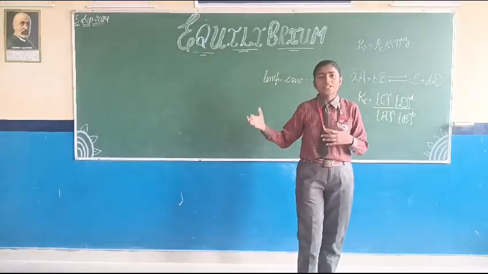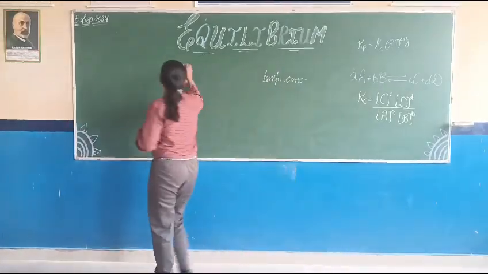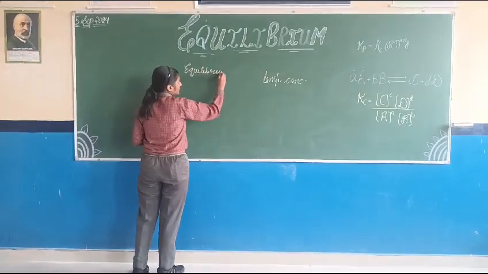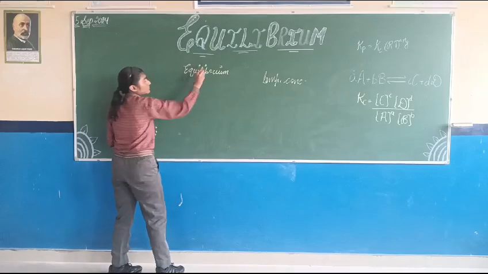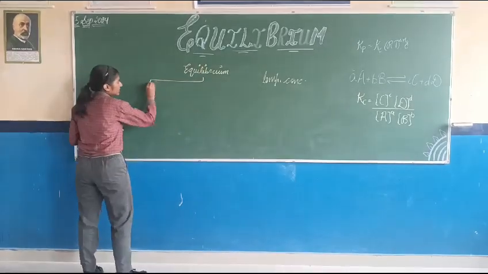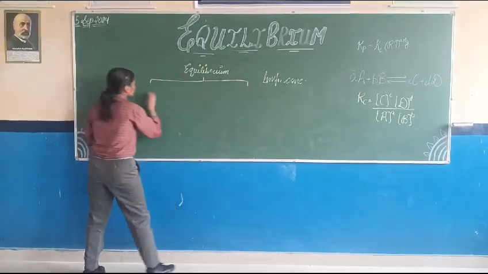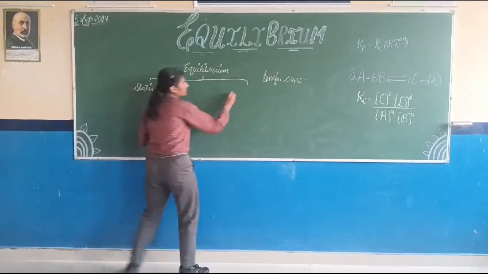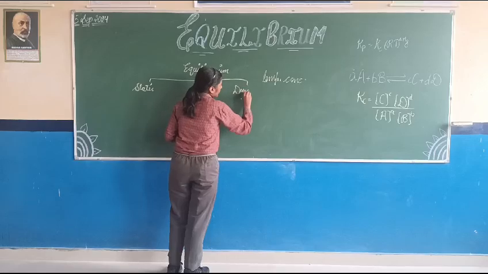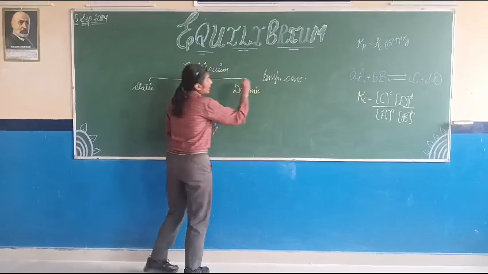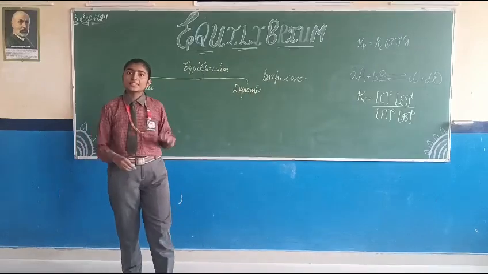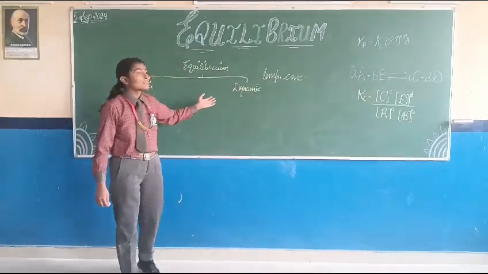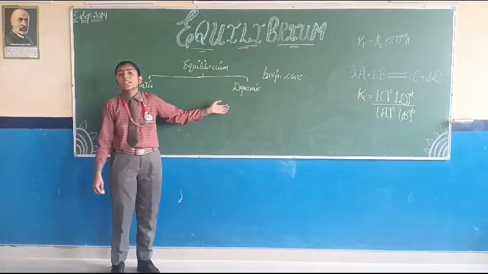Now we'll study the types of equilibrium. Equilibrium can be classified into two types, namely static equilibrium and dynamic equilibrium. Static equilibrium refers to when an object is at rest. This is called static equilibrium. And in chemistry we will study dynamic equilibrium.